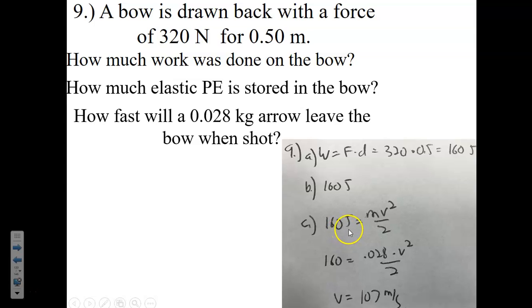So that arrow has 160 joules of kinetic energy, which equals mv squared over 2. Okay, so 160, and we plug in our 0.028 for our m, and then multiply by 2, divide by 0.028, and then take the square root of the quantity, and you've solved it, and you get that the velocity would equal 107 meters per second, which would be pretty fast.